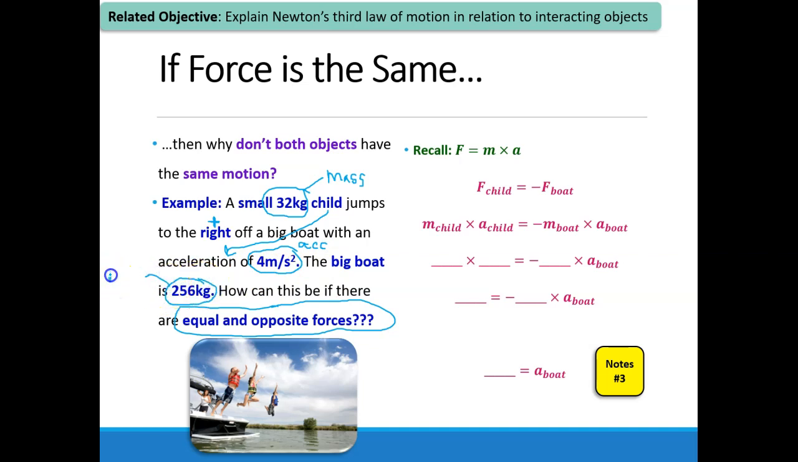In this case, it's the mass of the boat. So mass of the boat. And so in this case, we're going to figure out what's happening to the motion of the big boat, even though these objects still are supposed to have the same equal and opposite forces.